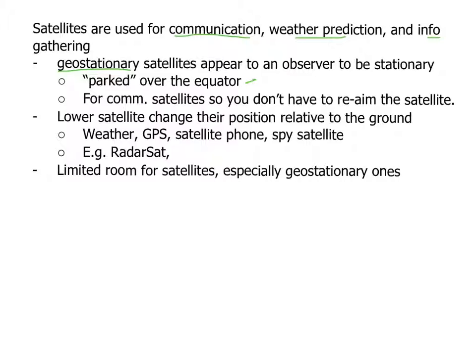The second type of satellite are lower altitude satellites. They change their position relative to the ground. So all of our GPS satellites, if you have an app that shows a GPS satellite, you can see that these satellites slowly move across the sky. Satellite phones also have satellites that move over different places in the sky, as well as spy satellites and weather satellites. Now in Canada, we have what is called RadarSat, which we use to monitor growth of forests, farmland production, and things like that.